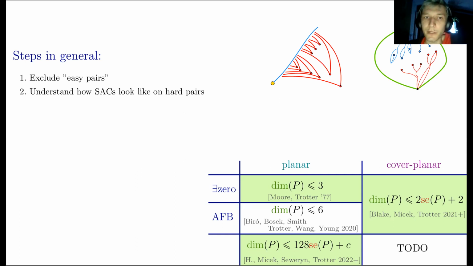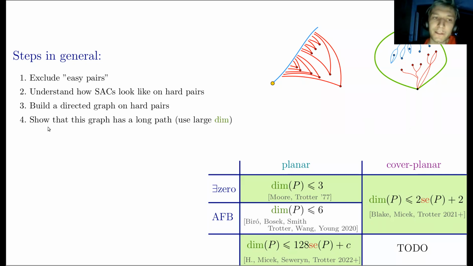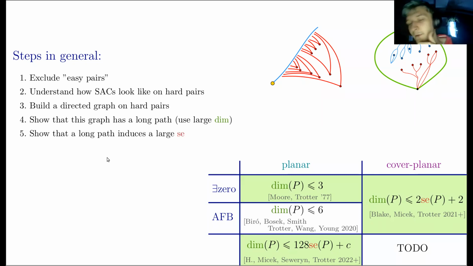Now we try to understand how strict alternating cycles look on hard pairs. In one case it was this picture, in the other case it was this picture. And this gives us information on how to build this auxiliary directed graph on hard pairs. We showed that because of large dimension, this directed graph has some long path, maybe with some additional structure, like in the second proof. And we showed that this long path, or a long path with additional structure, induces a large standard example. So these are the steps in general, in a high-level description.